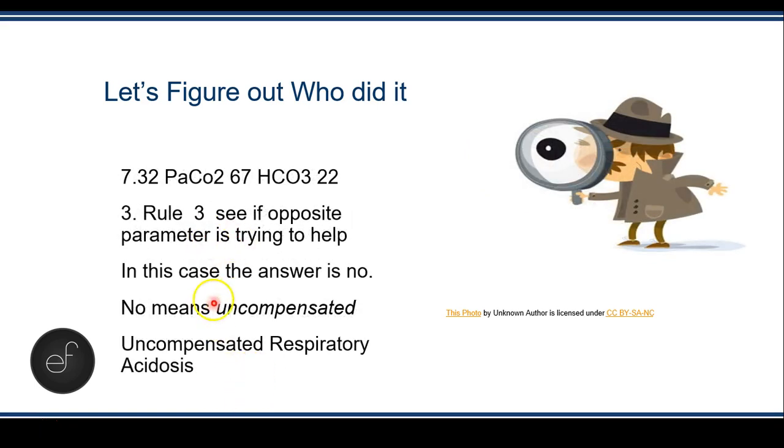Okay, rule number 3 is the other guy trying to help. So the way the pH stays balanced is everybody either stays in their lane and stays normal, or when someone gets out of line, the opposite parameter adjusts to get that pH back into normal range. So in this case, we're going to ask, is that bicarb trying to help? The answer is no. That means we are only asking 3 questions, because if the answer is no, we're done naming our gas. Question number 1, the answer was acidosis. Question number 2, who did it? Respiratory.